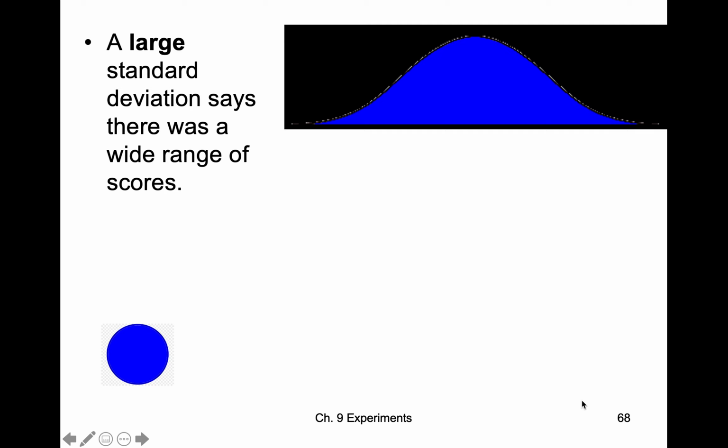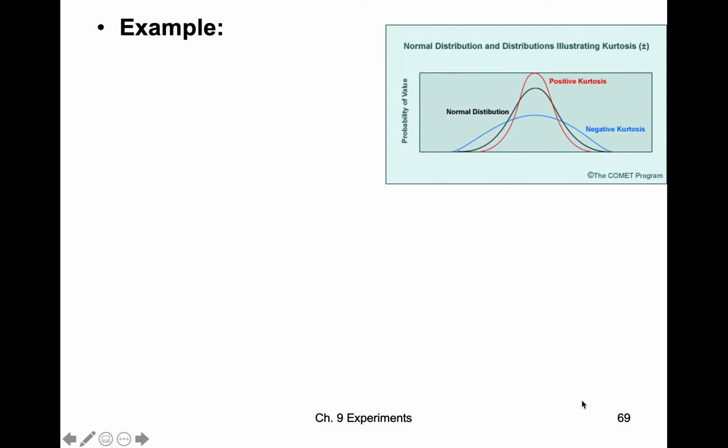A large standard deviation says there was a wide range of scores when you're talking about standard deviation and how much people agree. Now let's take a look at an example. We have an example here of some standard deviations. We have 2.5, 3.4, 1.9, and 4.8.